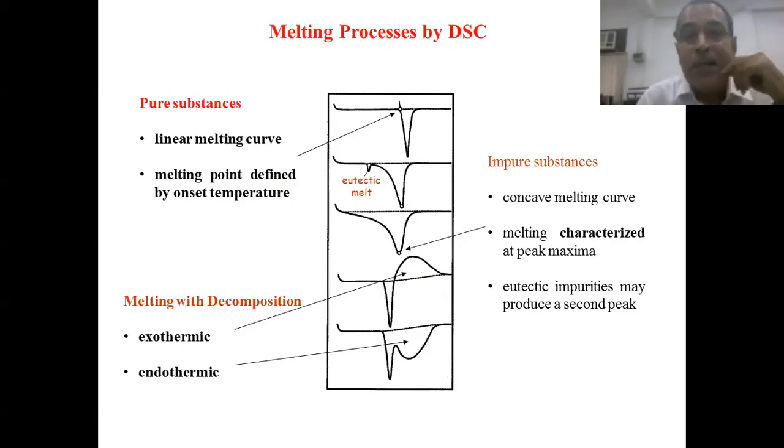In general, under differential scanning calorimeter, we should get a symmetric peak. But this is not always the case. Most of the time, peaks are asymmetric. So sometimes it may be extending on this side, or on this side. So there are various kinds of things, and there are various associated phenomena with these peaks.